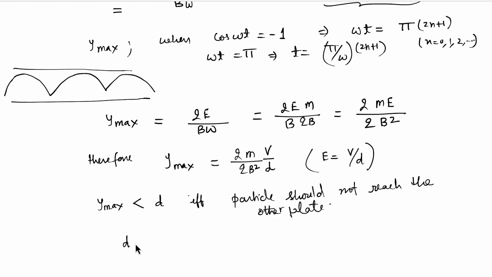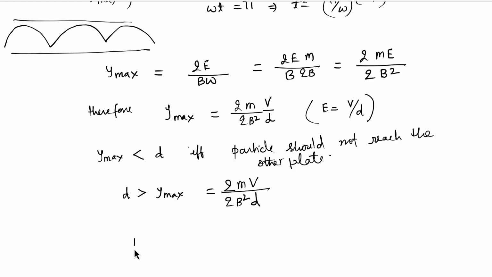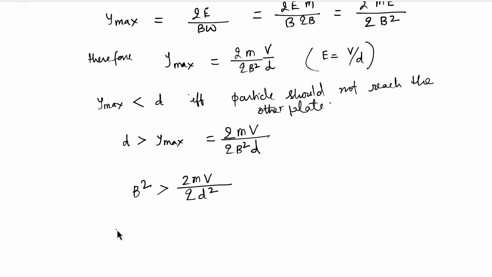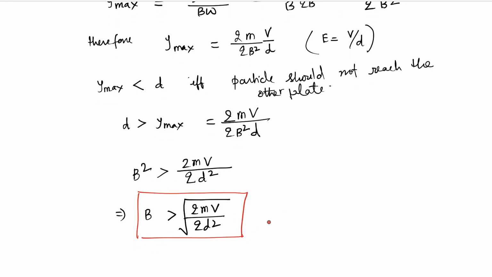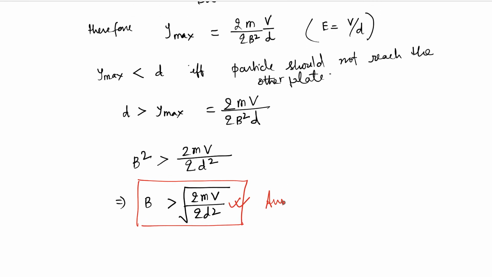Therefore, d must be greater than y max, equal to 2mV by qB square d, and therefore B square should be greater than 2mV by q d square, and B should be greater than the square root of 2mV by q d square. Okay, so this is the expression for B, and B minimum is this one. That's the answer.